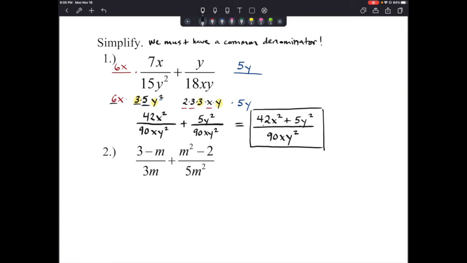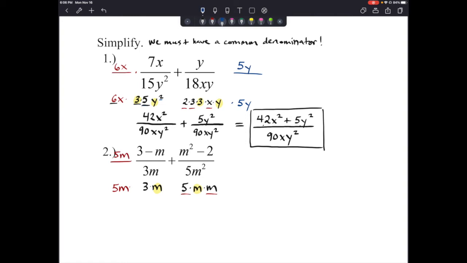Now let's look at number 2. We have 3 minus m over 3m plus m squared minus 2 over 5m squared. So again, our denominator on the left is just 3 times m. On the right, we have a 5 times an m times an m. So we need to look at, they both share 1 m. That means that our fraction on the left is going to have to be multiplied by a 5 and an m. So we'll just say times 5m on both the top and the bottom.